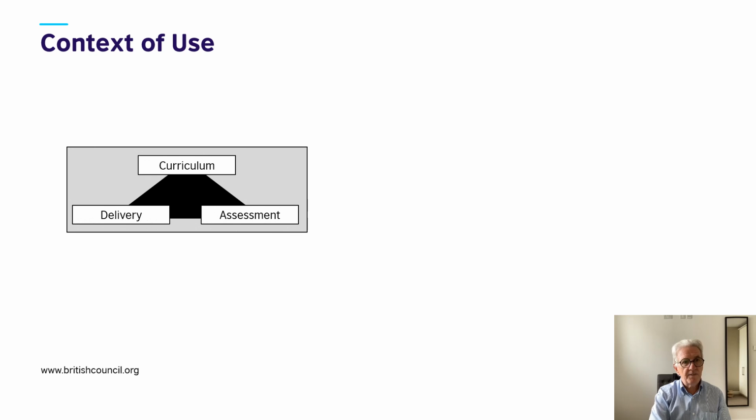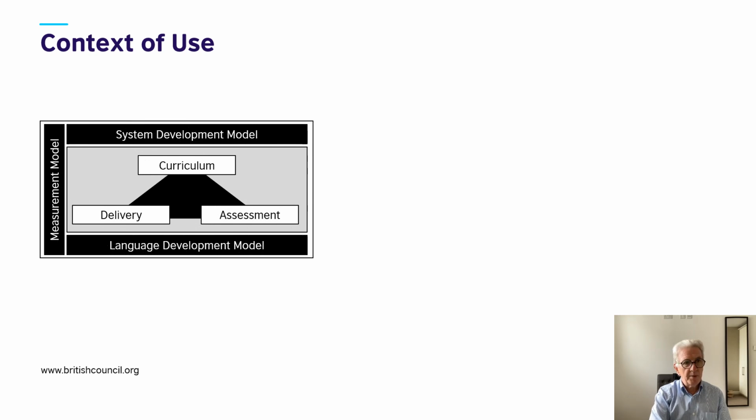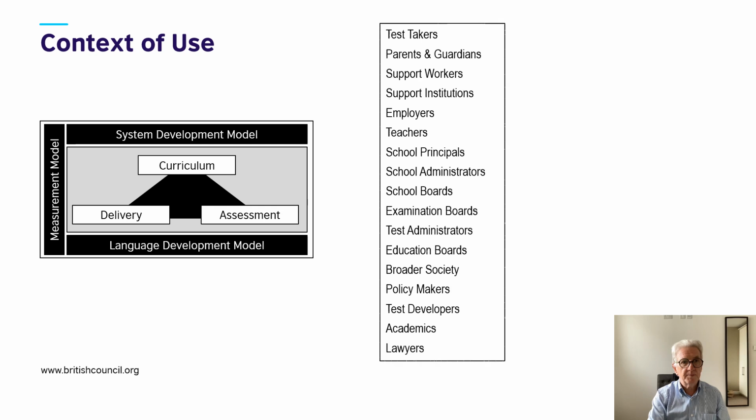When we think of the comprehensive learning system, we have to think about it in terms of how we develop it. So for example, we need a language development model, we need a systems development model, we need to understand how we're going to put it all together, what the bits are and how they fit together. And we need a measurement model, because if we don't have a measurement model, we're never going to be able to measure success. So it has to be built into the system.